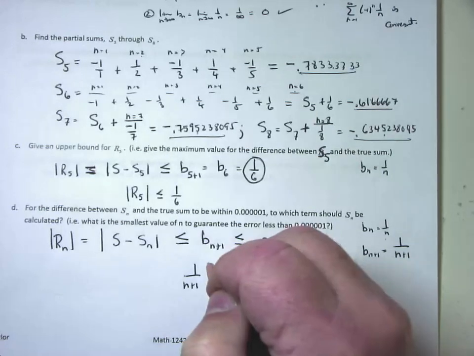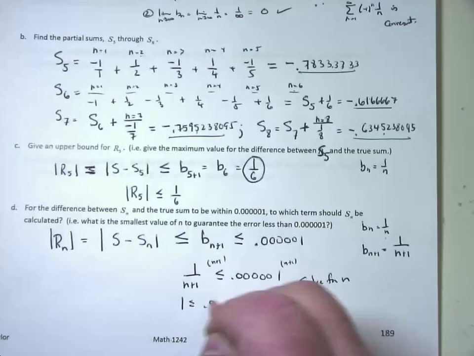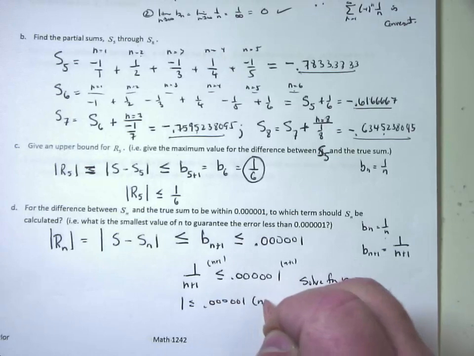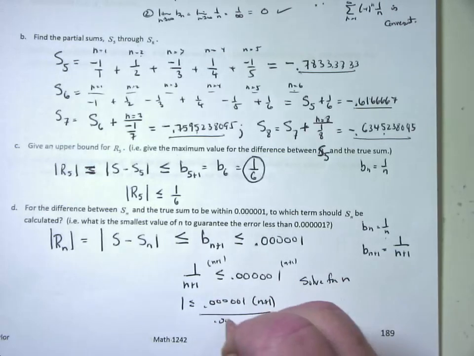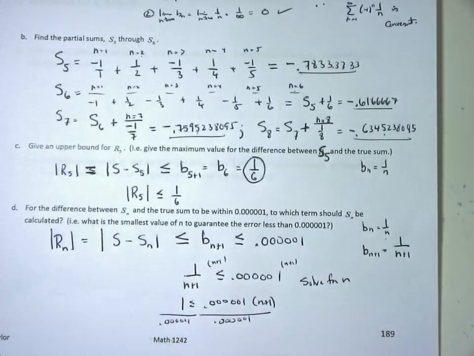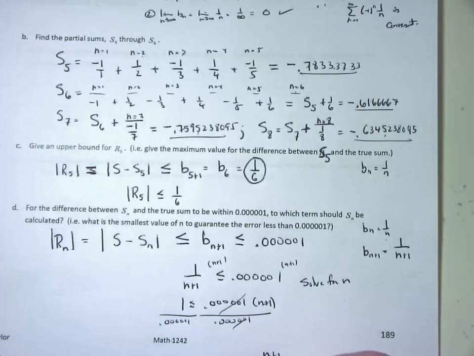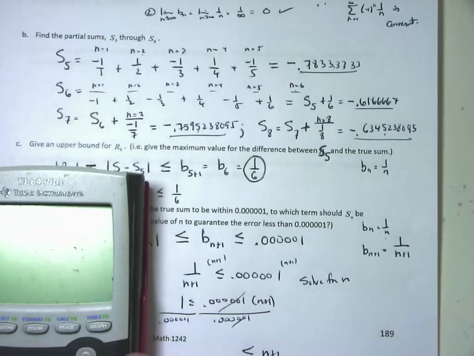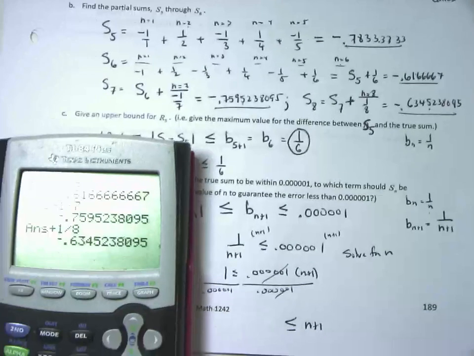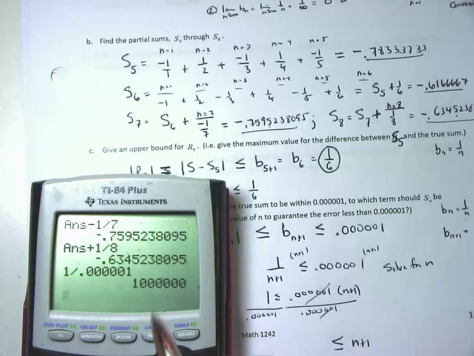I'm going to multiply by n plus 1 on both sides. That gives me 1 is less than or equal to 0.000001 times n plus 1. I'm going to divide by 0.000001 on both sides. And this will cancel. This leaves me with n plus 1 being greater than or equal to this number here, which, putting on the old handy-dandy calculator, 1 divided by 0.000001 is, what do we got here? 1 million.